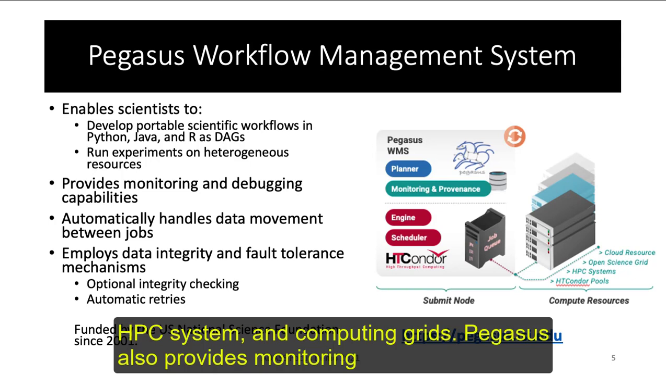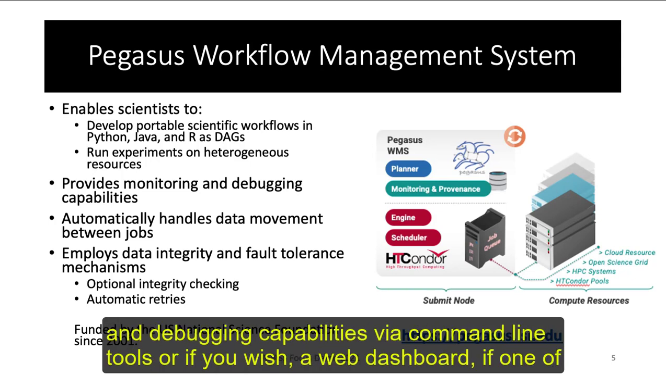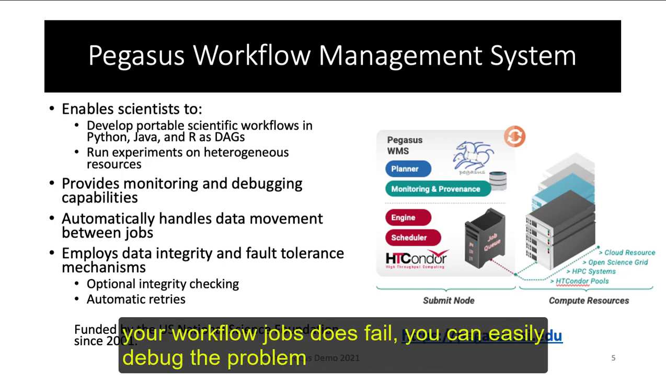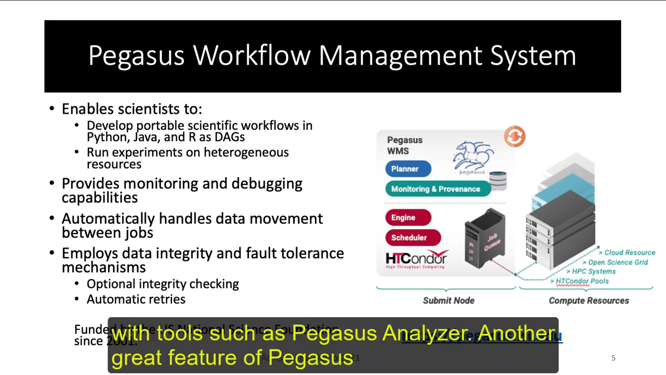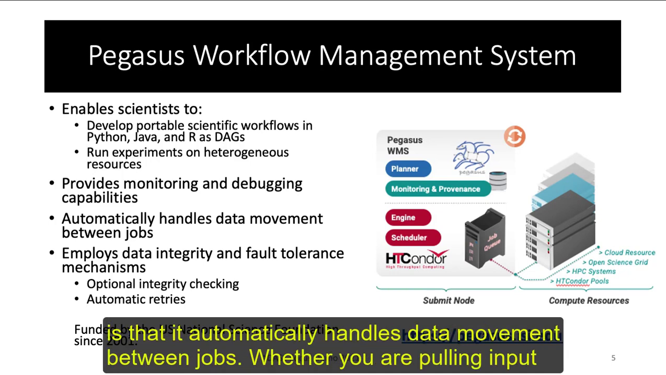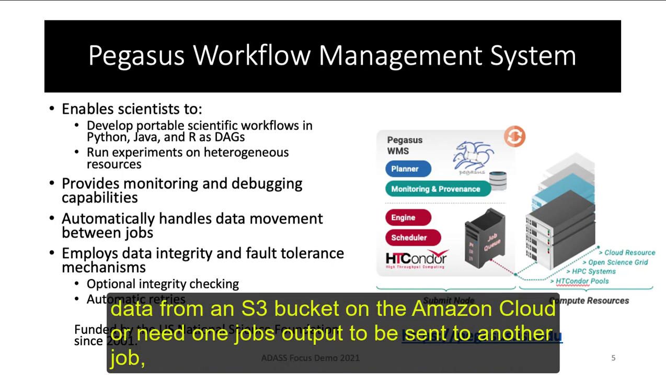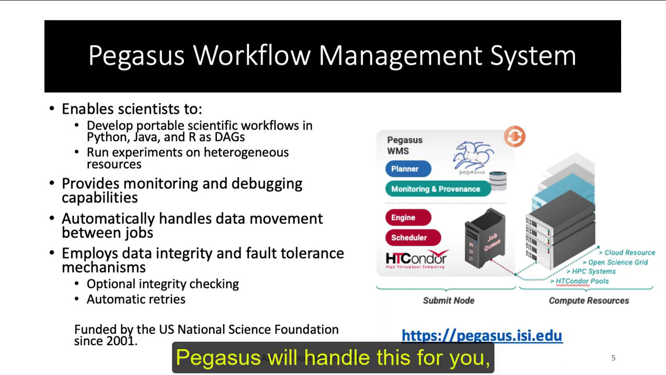Now, Pegasus also provides monitoring and debugging capabilities via command line tools, or if you wish, a web dashboard. If one of your workflow jobs does fail, you can easily debug the problem with tools such as Pegasus Analyzer. Another great feature of Pegasus is that it automatically handles data movement between jobs. Whether you are pulling input data from an S3 bucket on the Amazon cloud or need one job's output to be sent to another job, Pegasus will handle this for you.